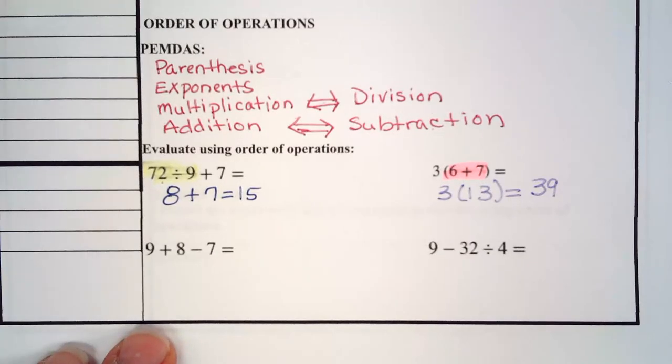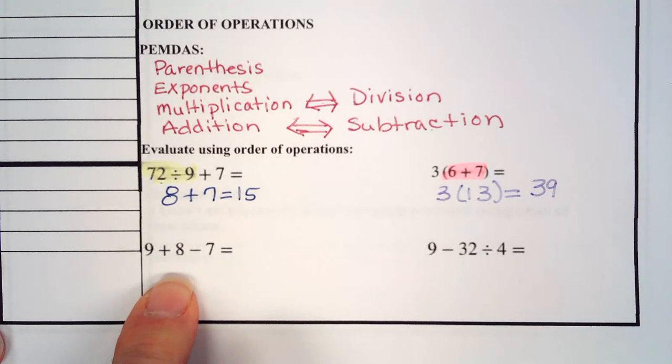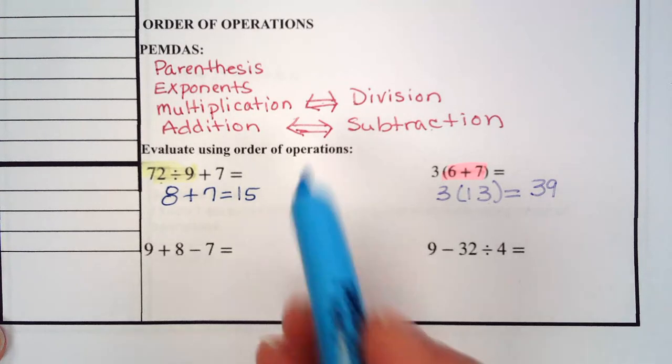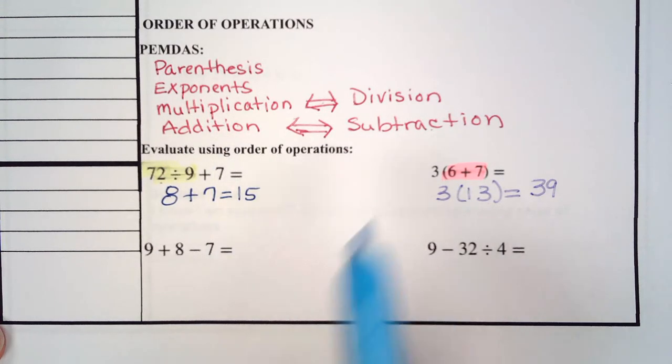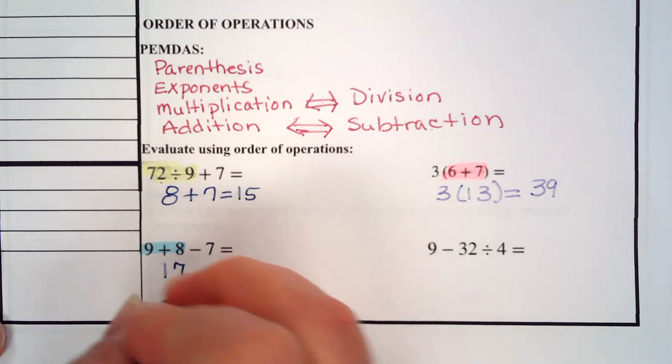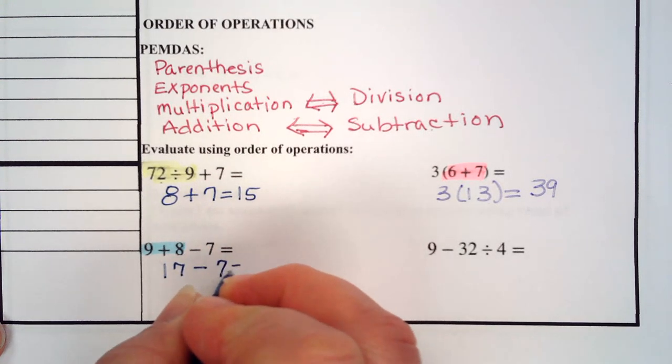Okay, on the next one, do we have parentheses? No. Do we have exponents? No. Do we have multiplication or division? No, but we've got both addition and subtraction. So what do we do first? Well, we do what we see first. So 9 plus 8 is 17. 17 minus 7 is 10.